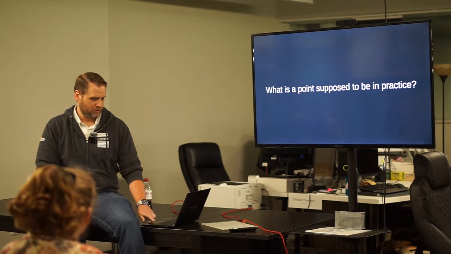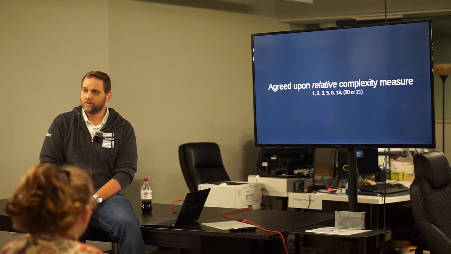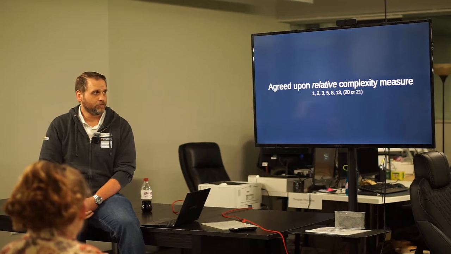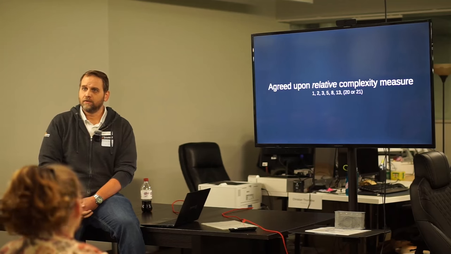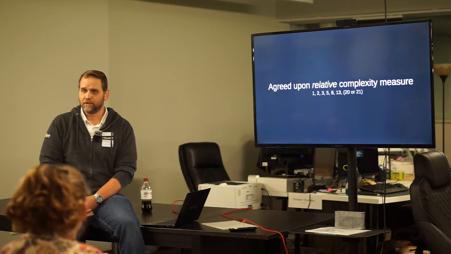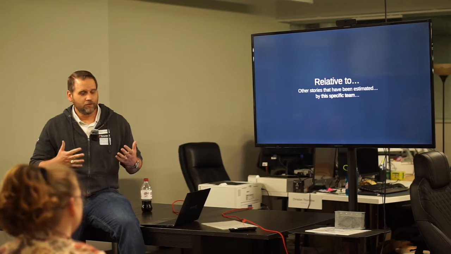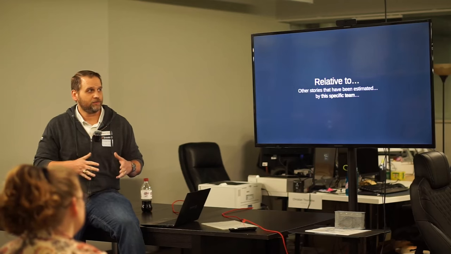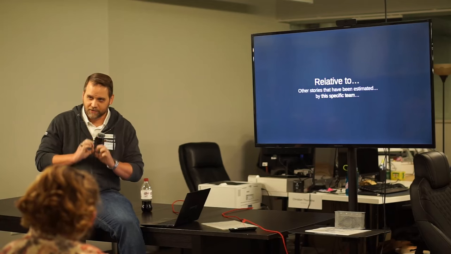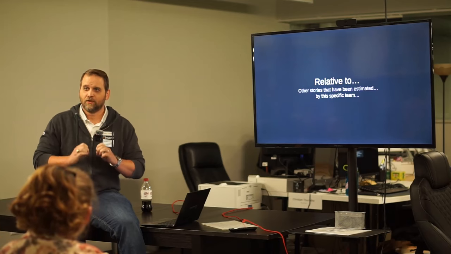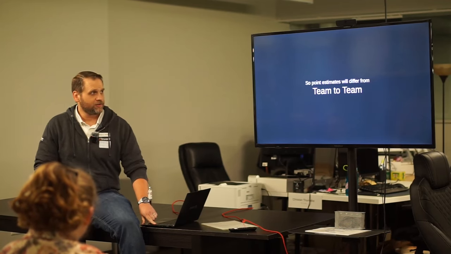In practice, most people would say that it is a relative measure of complexity generated with some type of Fibonacci sequence, typically. 1, 2, 3, 5, 8, 13, 20, or 21. 20 would be proper, or 21 would be proper. 20 is for Scrum, because Scrum. But these are supposed to be relative estimates, relative to the other stories that have been estimated by this specific team. Only to this specific team. That gets lost in translations a lot.